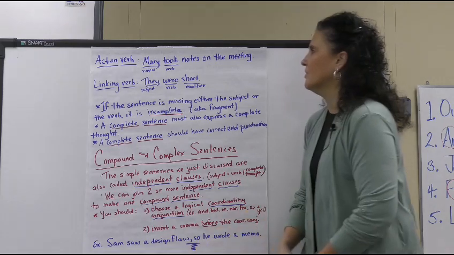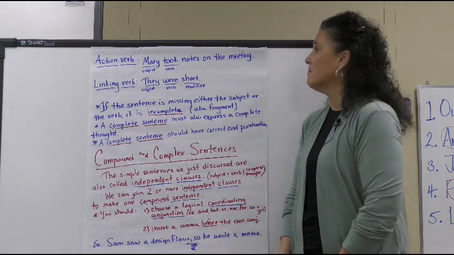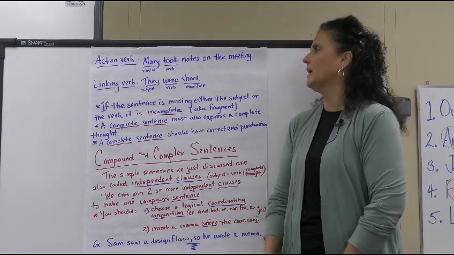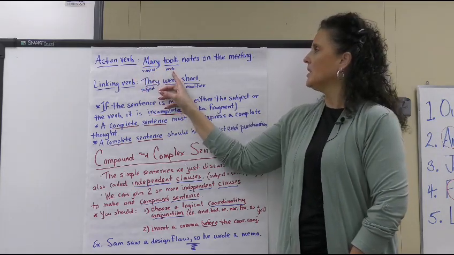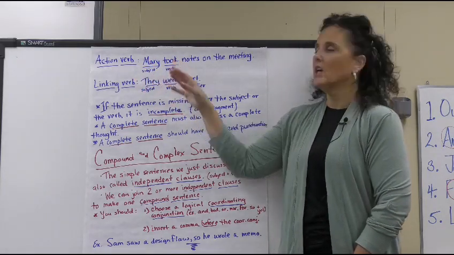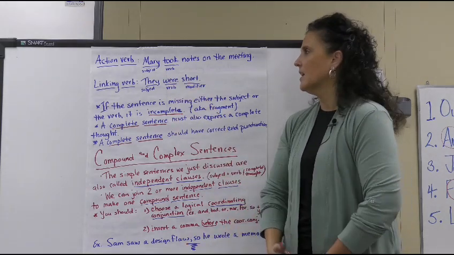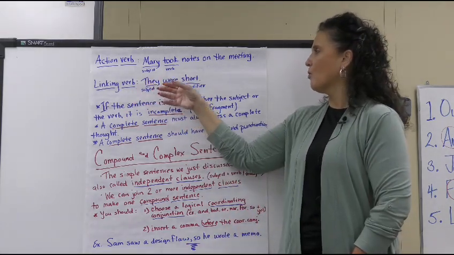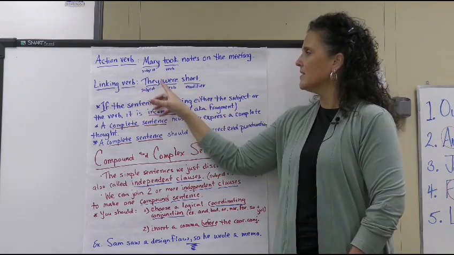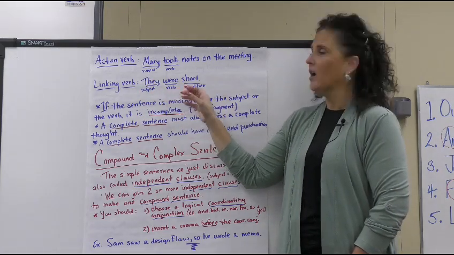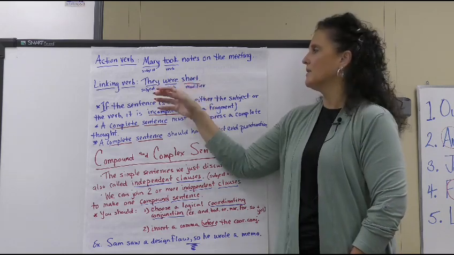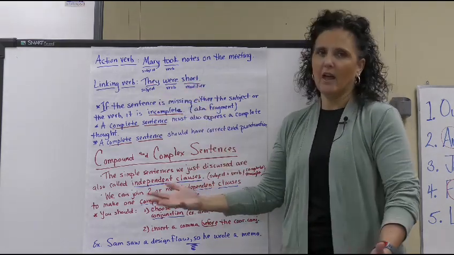So here's an action verb. Here's our example in our sentence: Mary took notes on the meeting. Mary is our subject. She's our noun, the person. And what did she do? She took notes. So that's a simple sentence. Linking verb: they were short. They is the subject, were is the verb, and the modifier, what they were, is short. That describes the people, the subject, they, them.